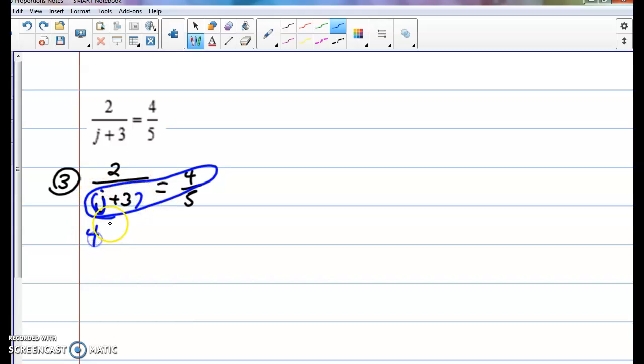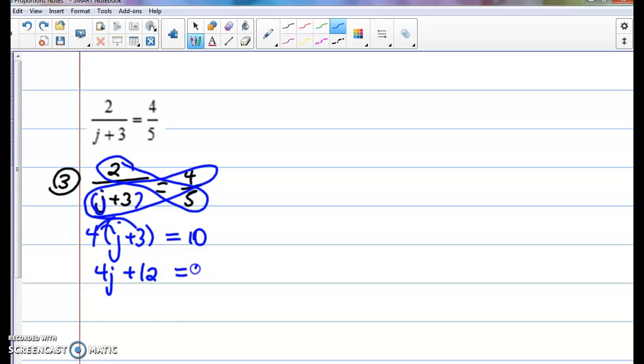So I'm going to say it's going to be 4 times j plus 3 equals, now we can do this in our head, 2 times 5 gives us 10. And now it's a multi-step equation, so I'm going to distribute. My 4 times j is 4j. 4 times 3 is 12, equals 10.